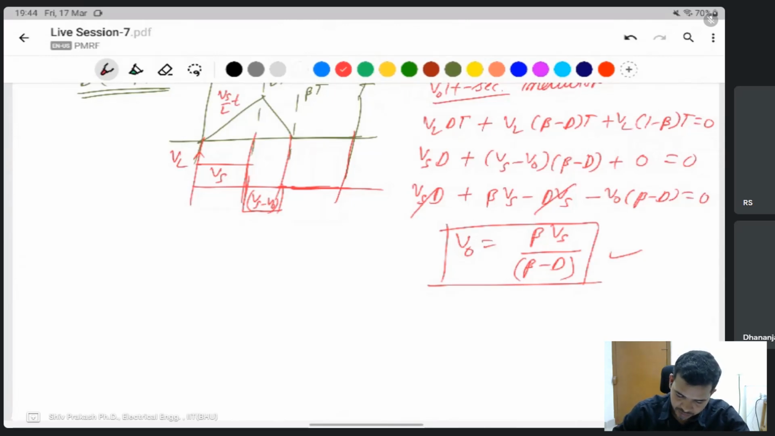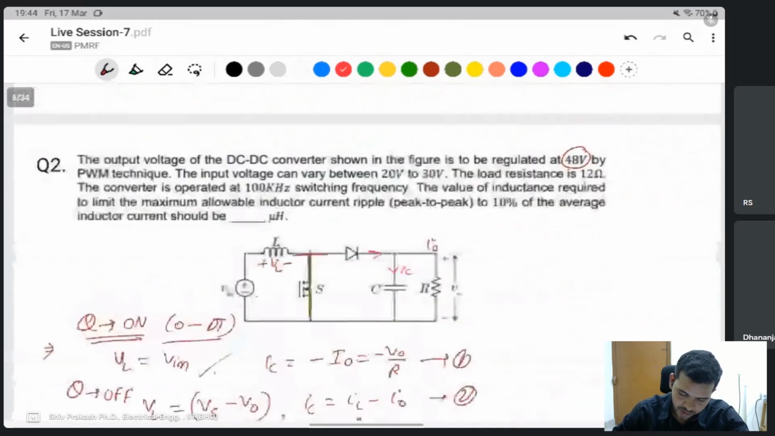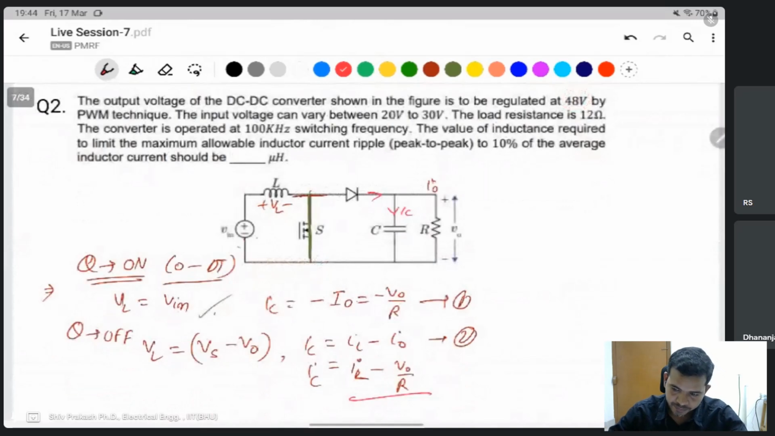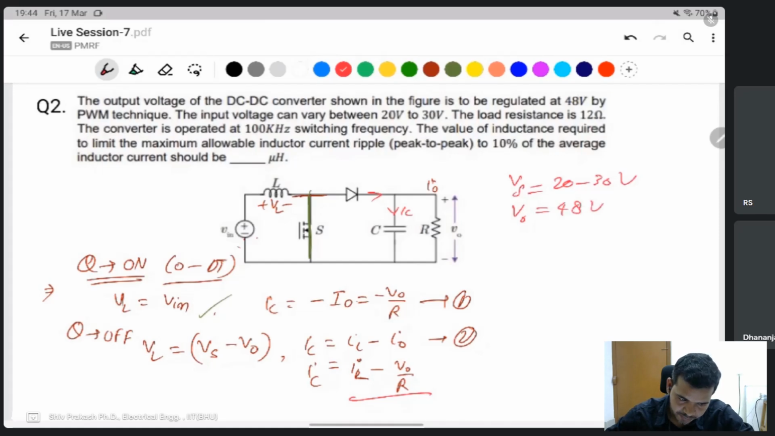Now come to the questions. What is about this? The question is given: input voltage varies between 20 volt to 30 volt, so Vs is 20 to 30 volt. Output voltage is constant 48 volt. And resistance is also given, 12 ohm, and we find I naught as V naught by R, which is 4 ampere. Frequency is given 100 kilohertz.